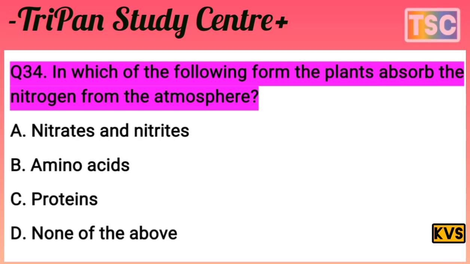The question is very interesting, but you know that you should write all the questions in your notebook. That's important here because you can give the right answer firstly. The question is very clear: in which of the following forms do plants absorb the nitrogen from the atmosphere? The question is direct, but the answer is very interesting here. Nitrites and nitrates, that is option A, is correct for this question. Let's see the next question here.